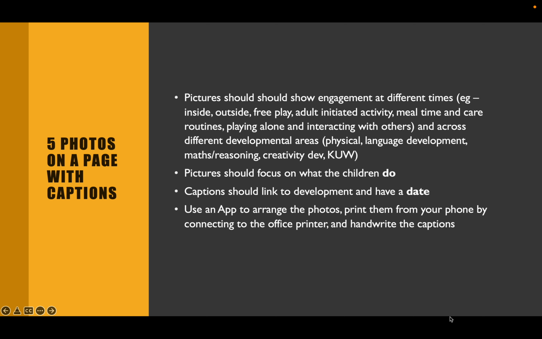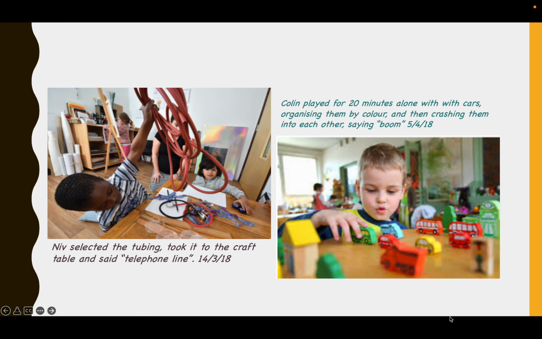And of course, different developmental areas. So a photo where they're taking part in physical development, language development, where they're taking part in a maths or reasoning activity, etc. The picture should focus on what the children do, and you should add a caption to the pictures which link what's going on in the pictures to their development, and it should have a date. When you're arranging the pictures, you should use an app, for example, like PhotoPix, or you could do it on Word if you wanted to. And you can do that from your phone and send it to the office printer.